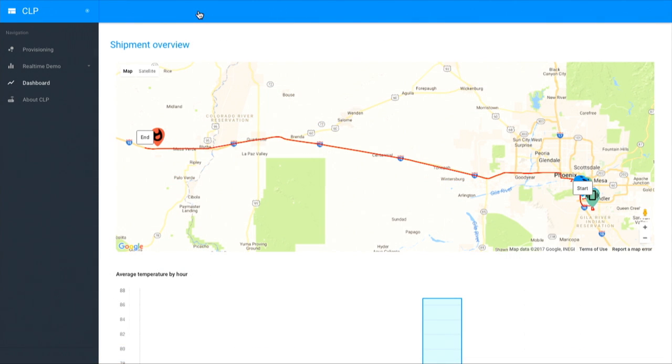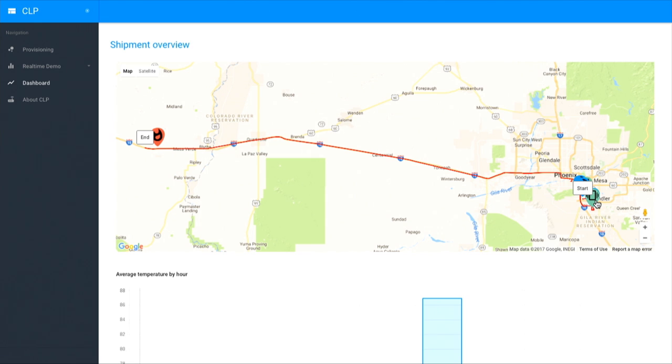So what we're seeing here is the dashboard page. This is meant to represent a high-level overview of the data. This is looking at a map of a real shipment that we took from Chandler, Arizona, out into the middle of the desert. On the left-hand side there, you can see a history of a temperature exception that occurred.